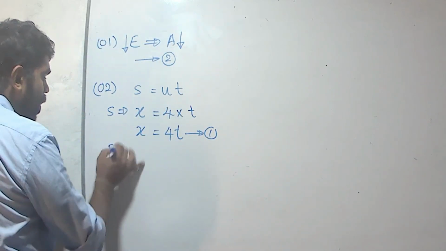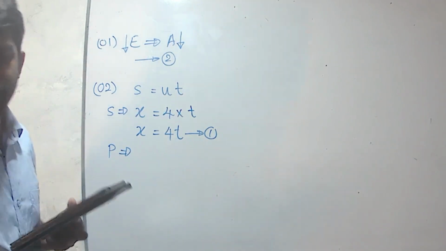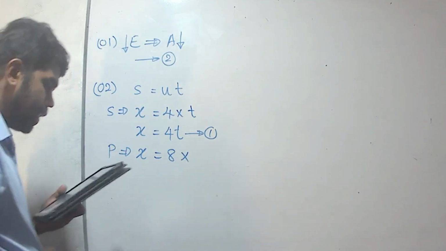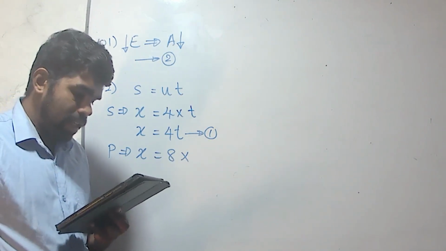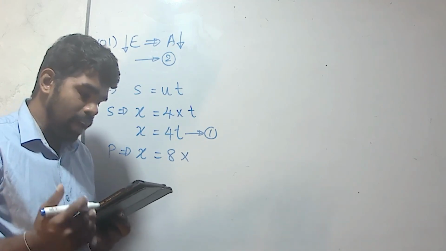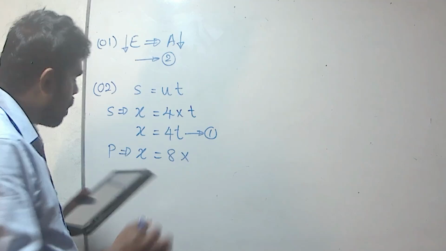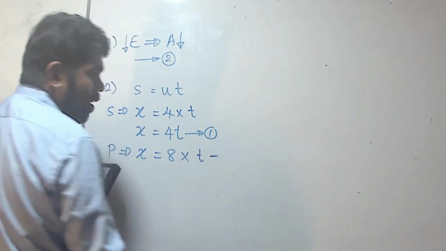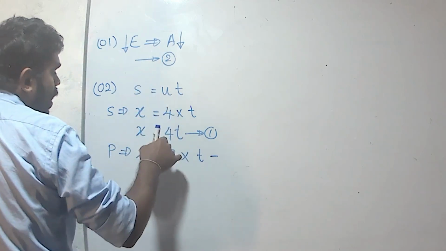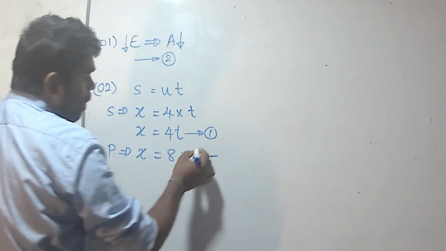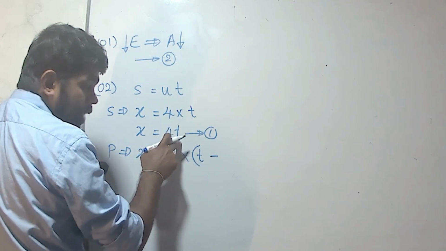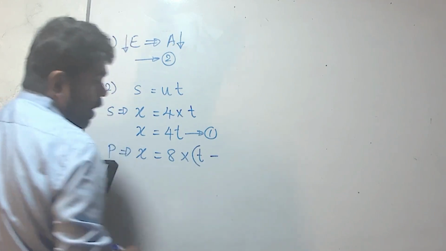Then we can use the same equation for the P wave. There is the same distance. Then the distance is x, velocity 8. They have given that P arrives 3 minutes before S. It means the time of the P wave should be 3 minutes less than the S wave. But this velocity is in kilometers per second, so we have to convert time to seconds. Therefore, this t should be a time in seconds, and this one also should be a time in seconds.